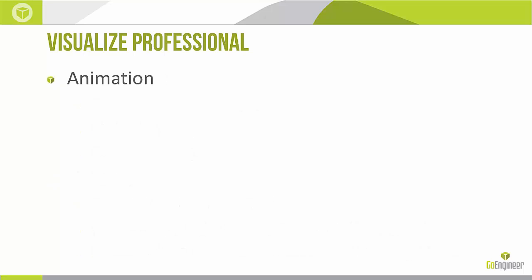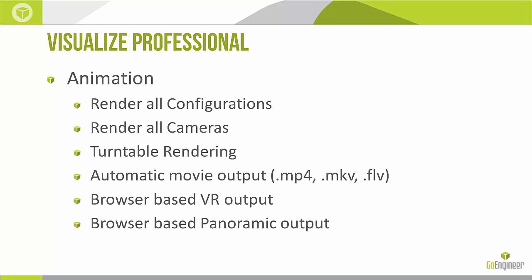A little bit more in Professional, some animations like I was just telling you about. We can do turntable rendering where we can see some motion or some spinning to our object. Just gives it a little bit more of a professional feel. We can do automatic movie output of this in MP4, MKV, and Flash video like I mentioned earlier. I'll give you guys an example of that at the very end if I remember. I have a nice rendered movie output that I'd be happy to show you.